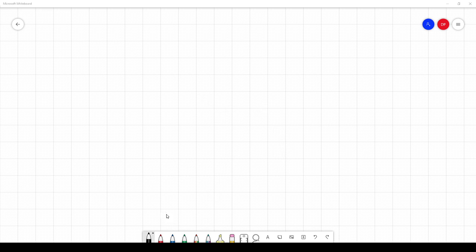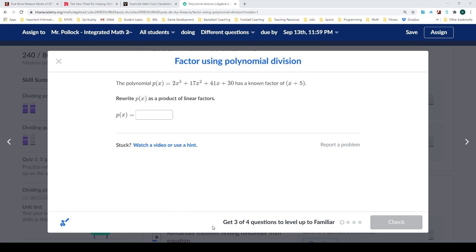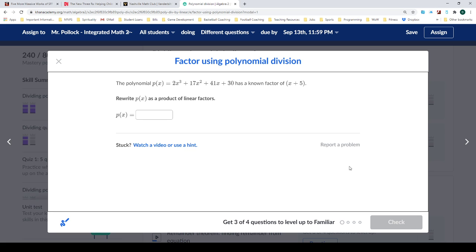Wait, make sure you guys can actually see that problem. Okay, there we go. So this is a problem that just came up on Khan Academy. It's just a random problem. So a polynomial is given to us. P of x equals 2x cubed plus 17x squared plus 41x plus 30 has a known factor of x plus 5. And we want to rewrite this as a product of linear factors. So basically we want to write it in factored form. In order to do that, we're going to need to find all the factors, not just x plus 5.